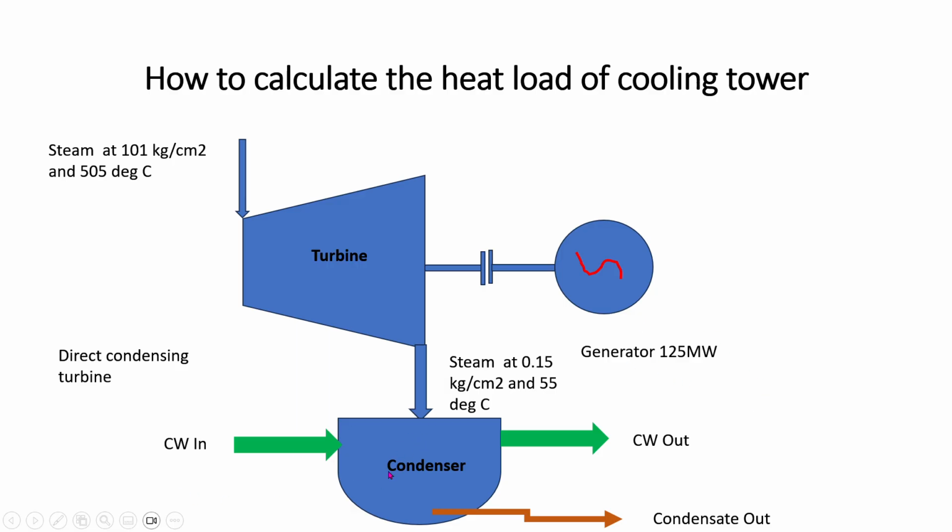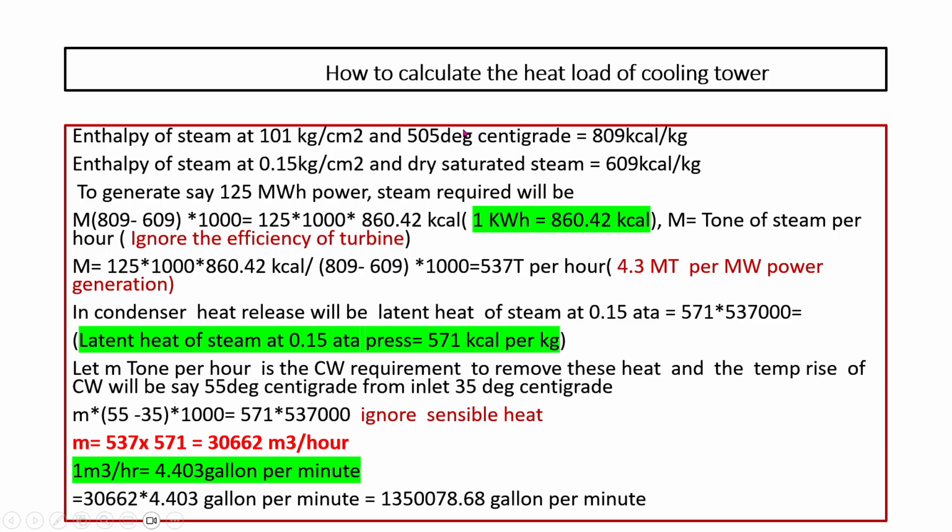Therefore, the huge amount of exhaust steam needs to be cooled down and condensed. For that we have to take out the latent heat of the steam, and cooling water is required. That is the cooling water in through the condenser, and the cooling water out. The temperature of the water will increase, but the steam will condense, and we take the condensate out for further use in the plant. This is the schematic diagram of a power plant where we use steam to generate power and a condenser to cool the exhaust steam. Now, how to calculate the cooling tower load?